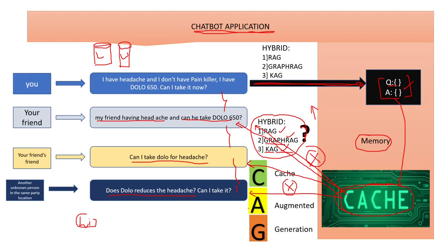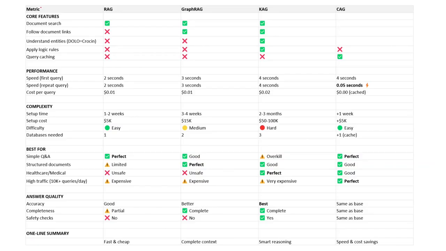Now we have understood RAG, GraphRAG, KAG, and lastly SAG. Now we will benchmark all of them together. Benchmarking again. What is benchmarking? Comparing these architectures or LLMs, whatever it is, with metrics. This is called benchmarking. So now you can see here RAG, GraphRAG, KAG and SAG.